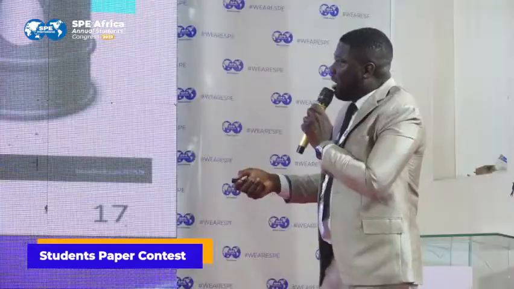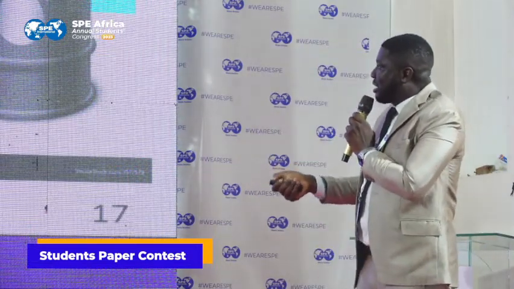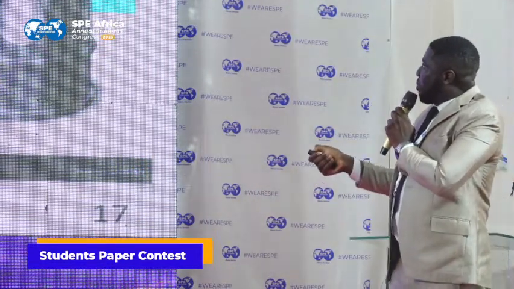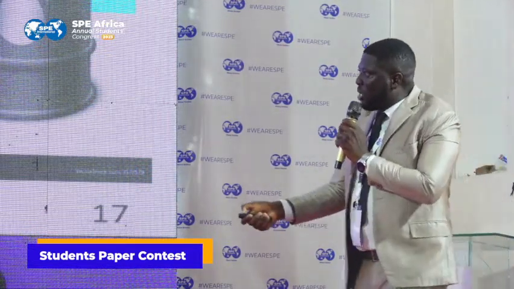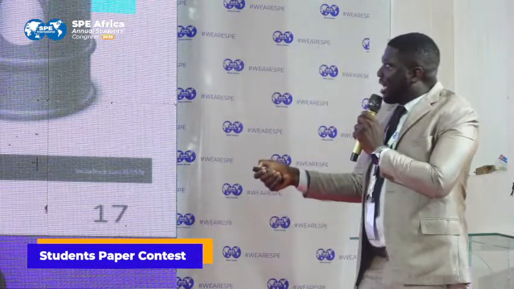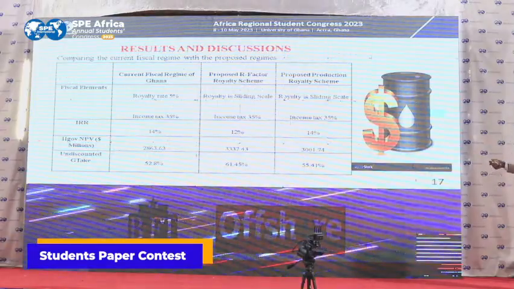Now, in terms of the NPV for the host government take, the current fiscal regime generated $2.86 billion as compared to the R factor royalty scheme, which generated $3.3 billion, and the production royalty scheme, which generated $3.00 billion. Then with the undiscounted government take, the current fiscal regime generated 52.8% as compared to the R factor, which generated 61.45, and the production royalty scheme, which generated 55.41.